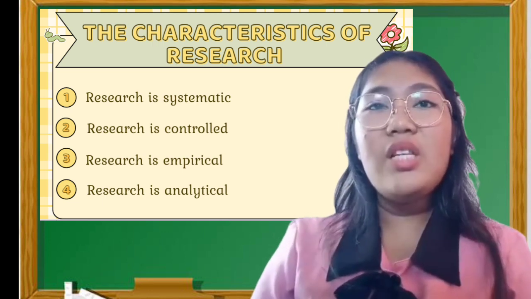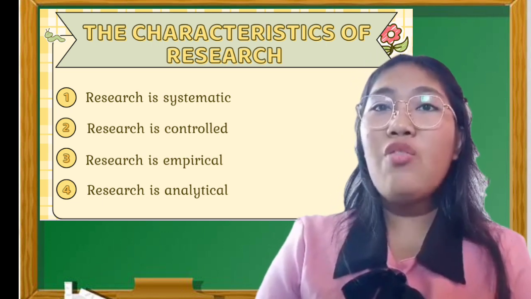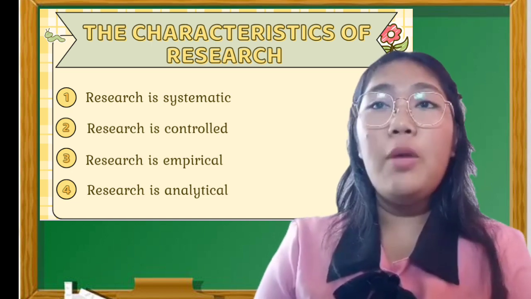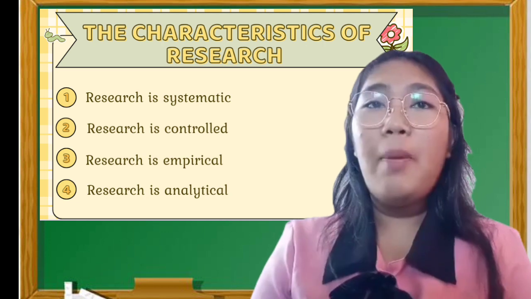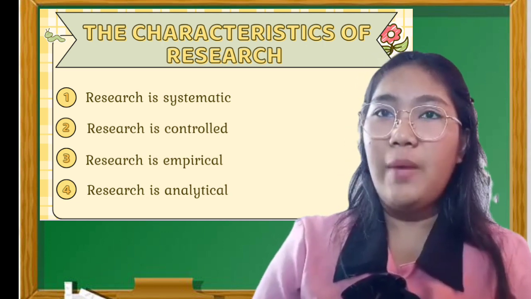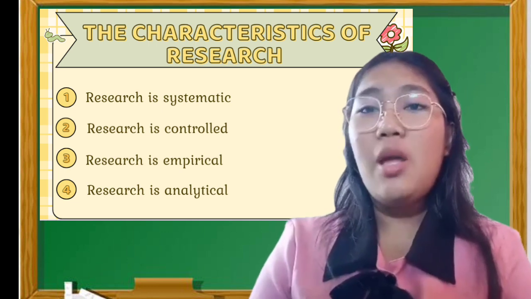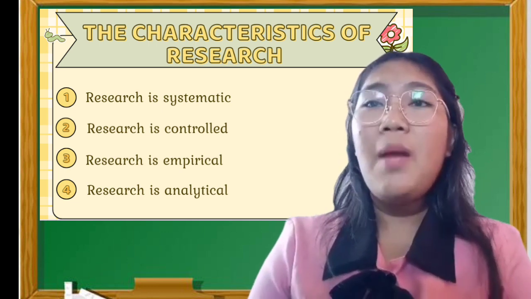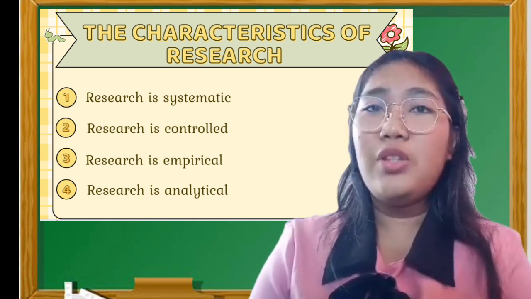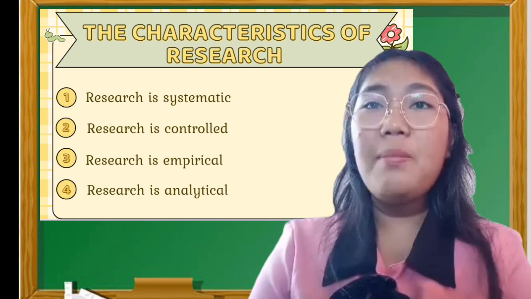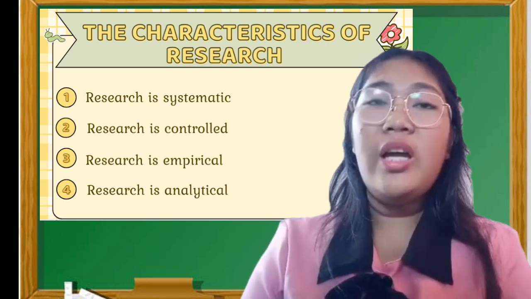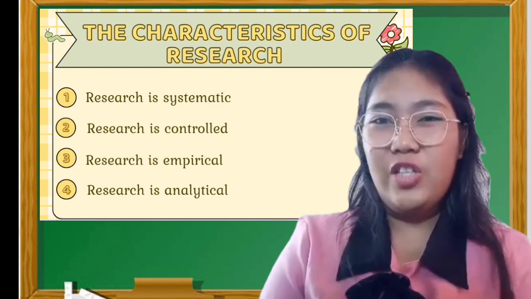Second, research is controlled. All variables except those that are tested or being experimented upon are kept constant, so not allowed to change or vary, so that changes made on the subject of the study can be attributed only to the experimental variables. This is especially true in experimental research.